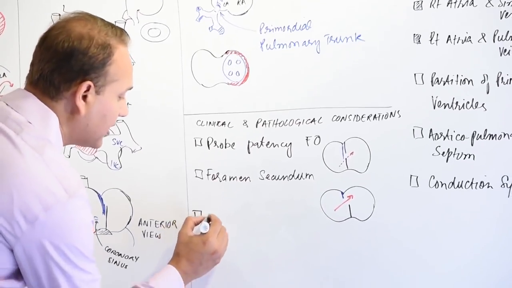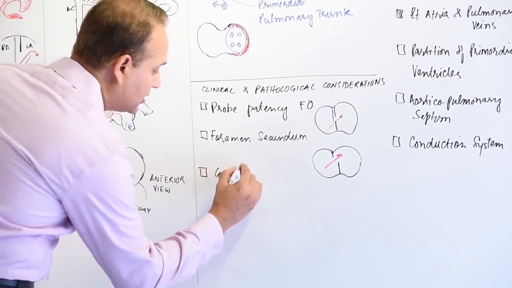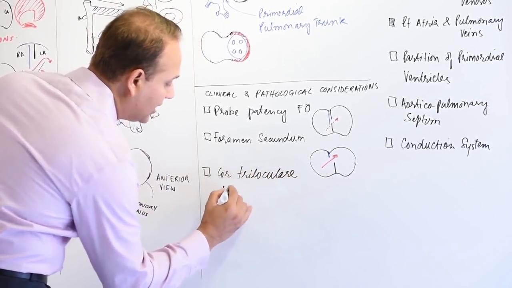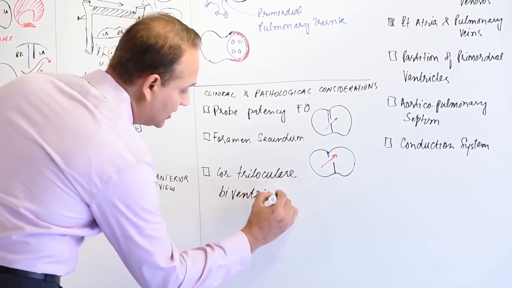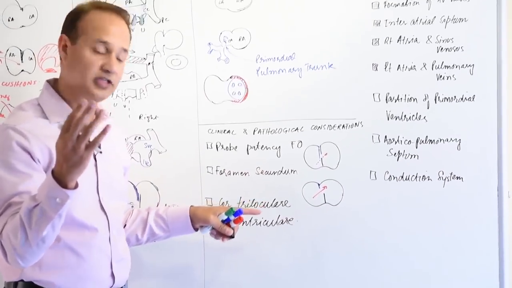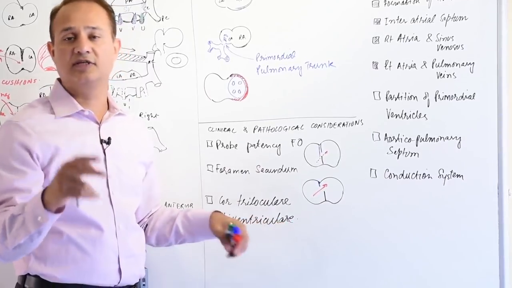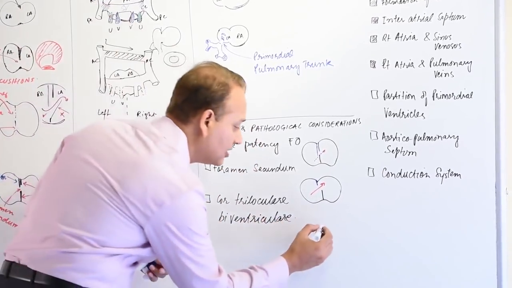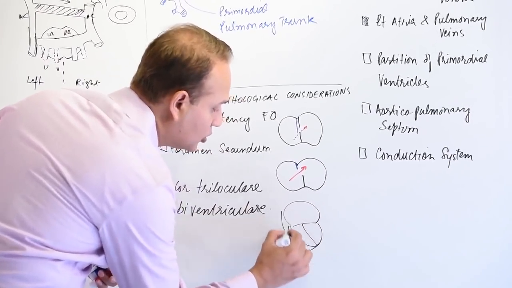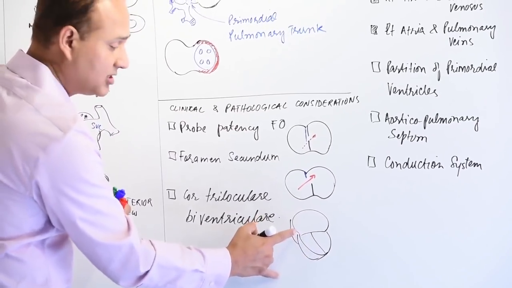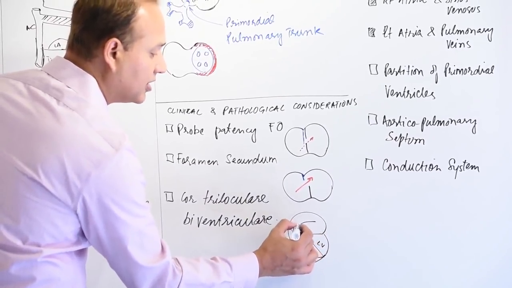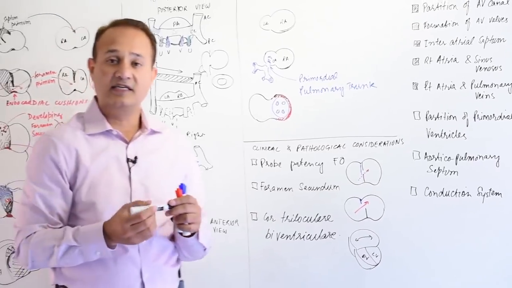Then there is cor triloculare biventriculare. So what is that? Cor, heart, trilocular, three chambers instead of four chambers, biventricular, and there are two ventricles. That means there is just one atrium. So this will be one atrium and two ventricles. Three chambers, but biventricular is two: the right ventricle is present, the left ventricle is present, and the atrium is one. So this is where the interatrial septum actually never developed.